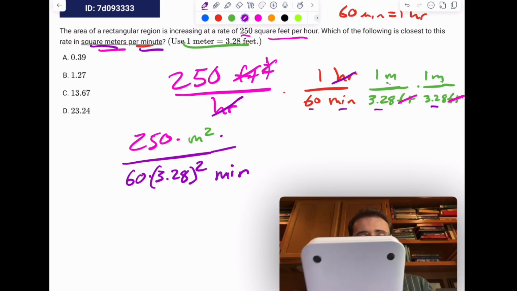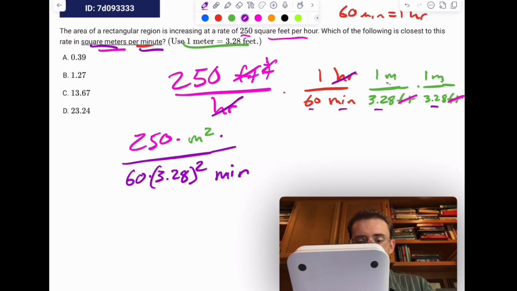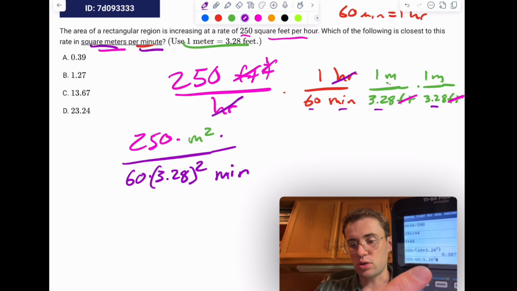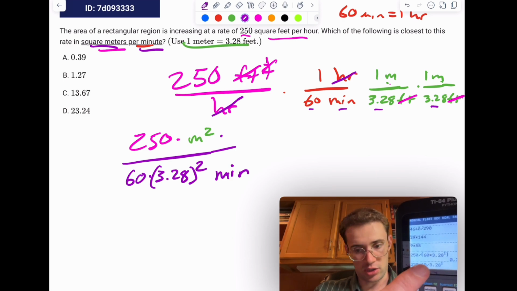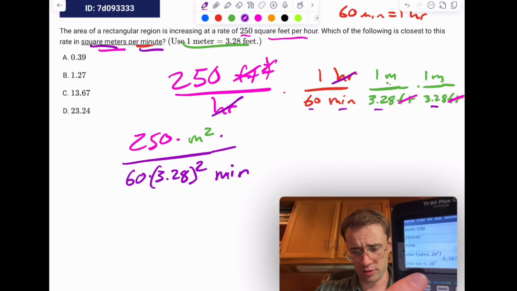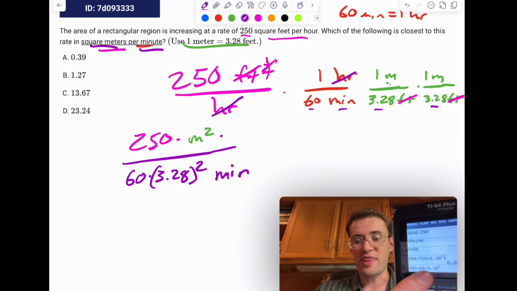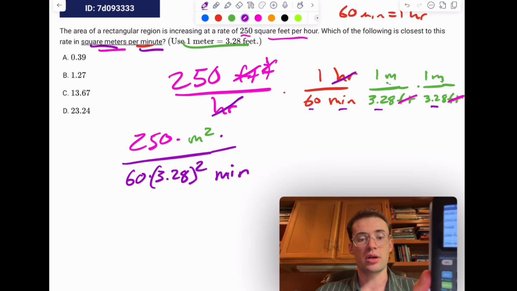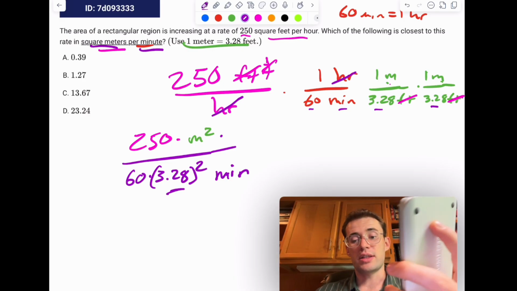Or you could also write it as 250 divided by 60 divided by 3.28 squared. Now, I don't need to put parentheses around the 3.28 before I square it, because this will know order of operations: exponent squared comes before division. But I can't do 60 times 3.28 squared, because then it will do this division first, and then subsequently multiply it by 3.28 squared. We don't want to multiply by 3.28 squared. It's in our denominator, so we want to divide by that.